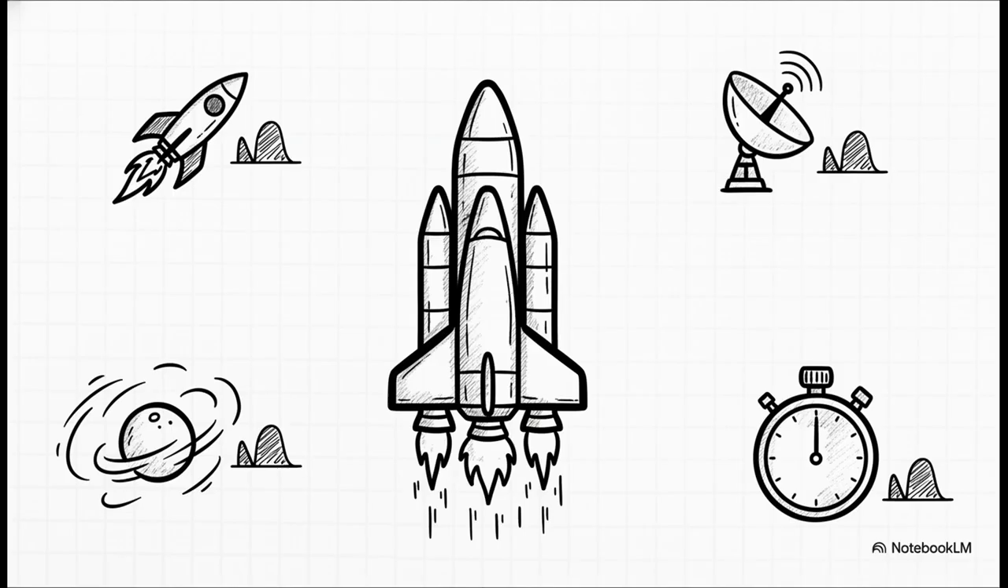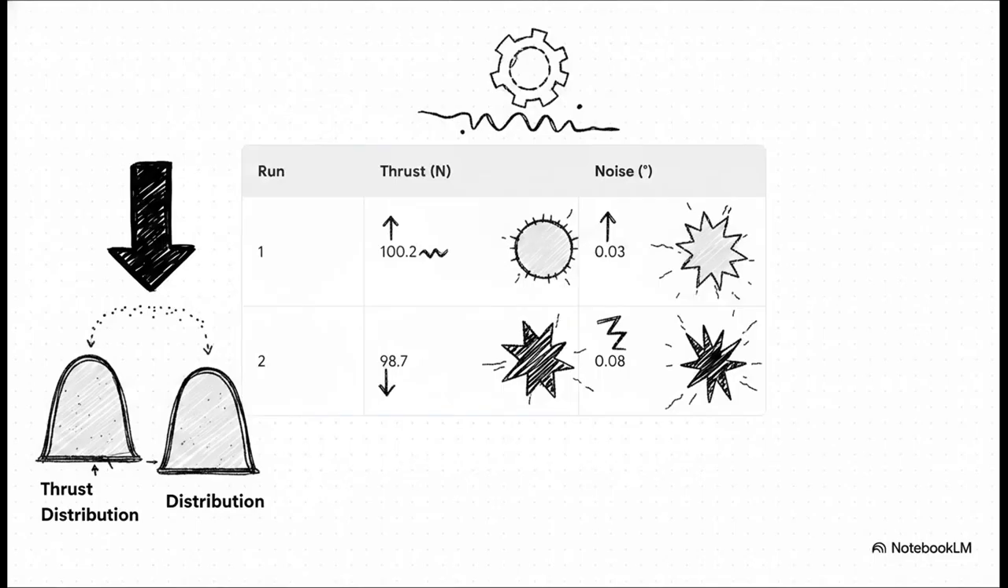We tell the computer, hey, the thrust will most likely be 100, but it could dip to 98 or spike to 102 depending on the conditions. We mathematically define how these inputs are likely to fluctuate. Now, check out what happens when we look at individual runs in step 2.